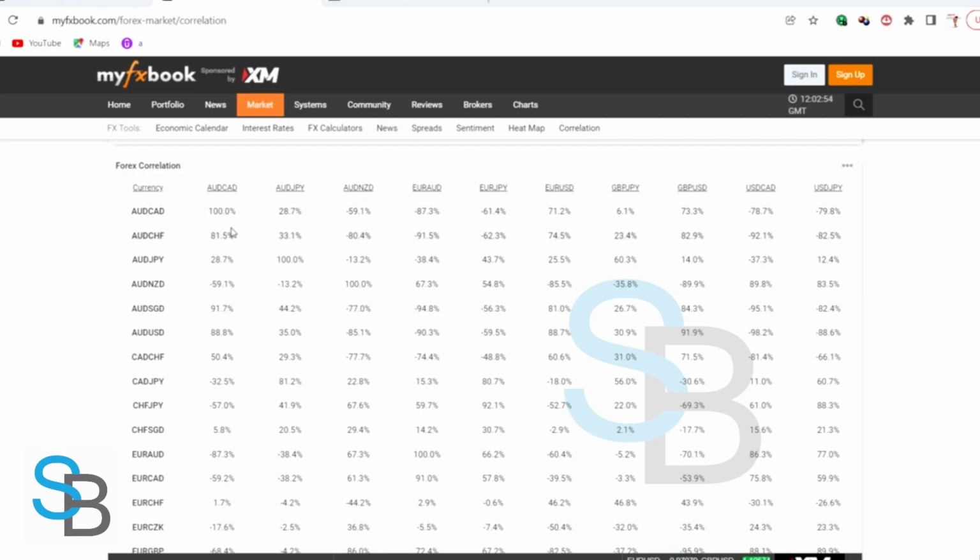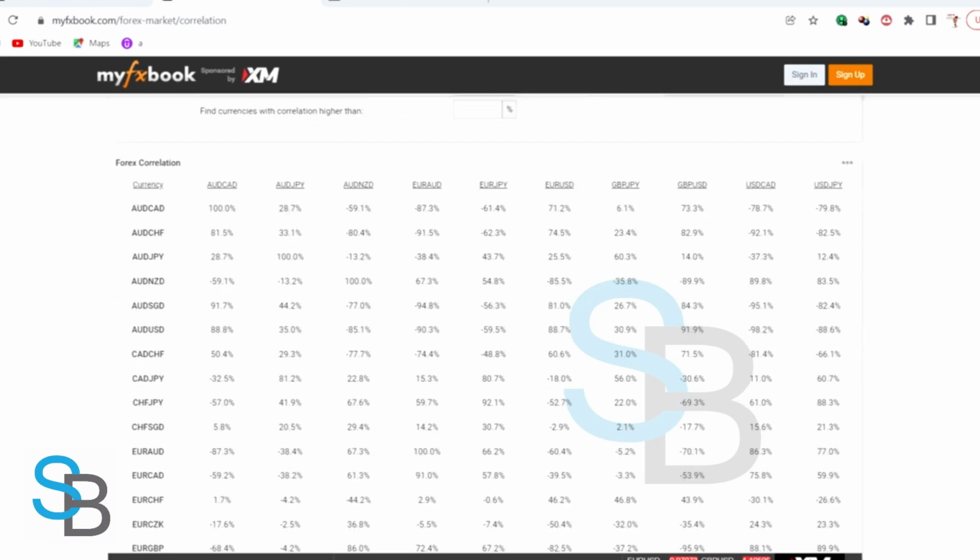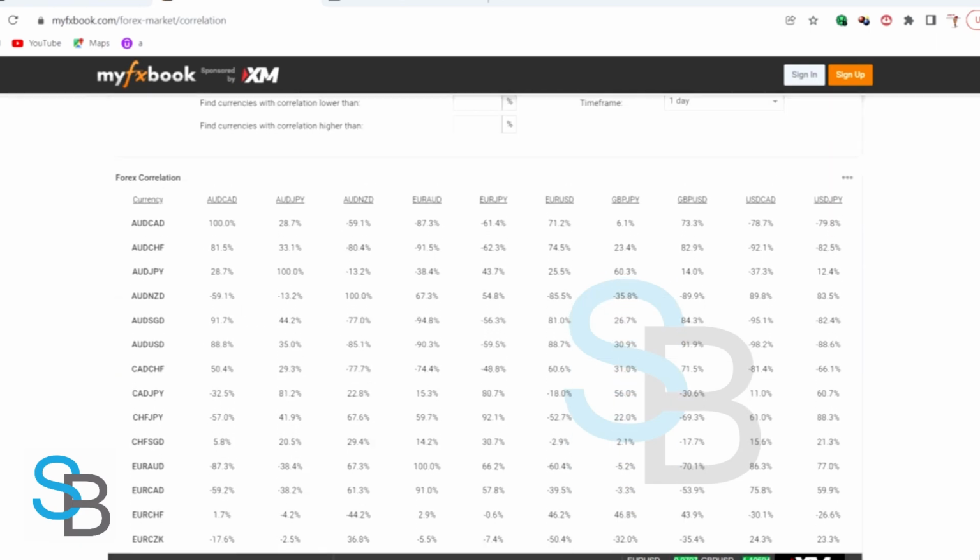So you don't have to worry about the little ones. The correlation values you have to worry about are values of about 80% upwards. Let's just say 75% upwards or 80% upwards. The higher, the more. The stronger the correlation, the more damage it can have on your risk exposure.